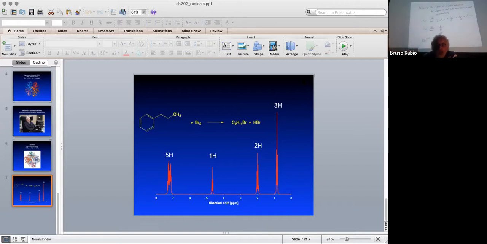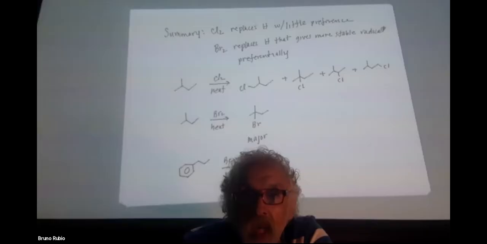All right, so that's the major product. There's the formula, there's the NMR. Don't really need the NMR to figure out what's going to happen, but just thought I'd give it to you anyway. Okay. So got to kill this.